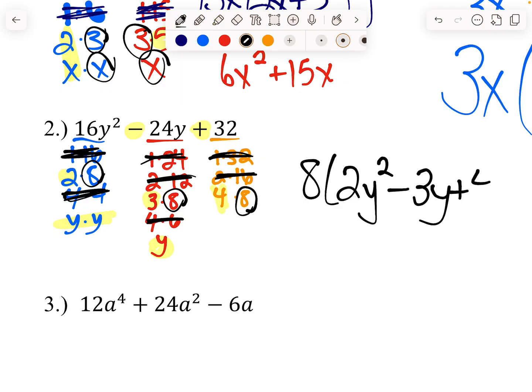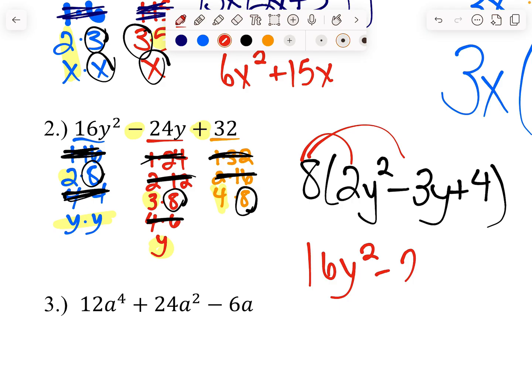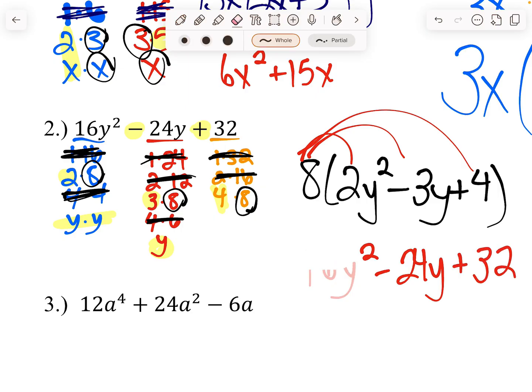So plus 4. So again, if we wanted to check our answer and we multiply it back through, we would get 8 times 2y squared, which is 16y squared, 8 times negative 3y, which is negative 24y, 8 times 4, which is positive 32. So you get the same exact expression you have in the beginning.